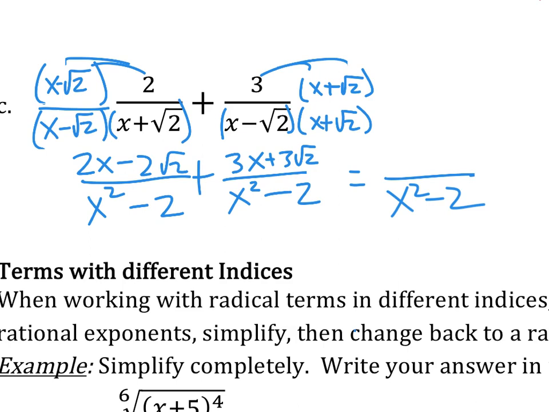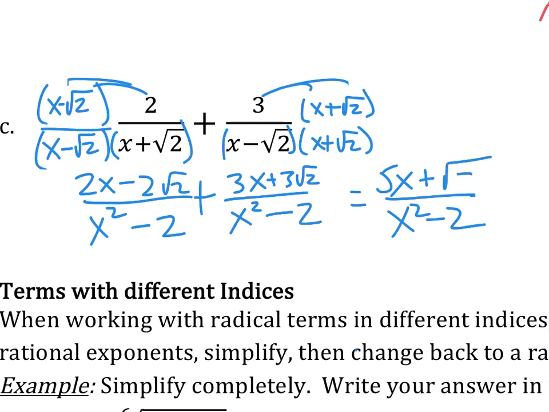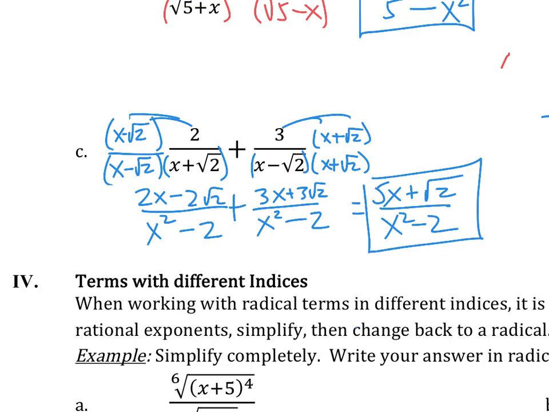Now we have 2x plus 3x. That's 5x. Negative 2 square root of 2 plus 3 square root of 2. That's just a positive 1 square root of 2. And that's it. Can't go any further. All right?